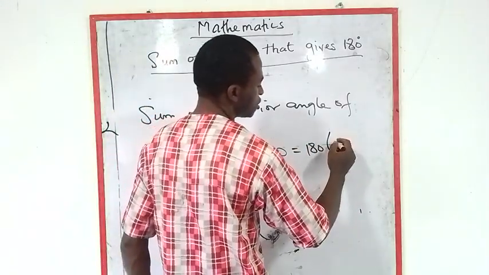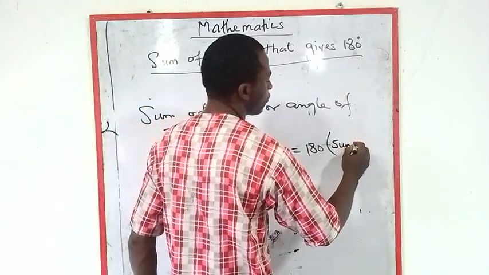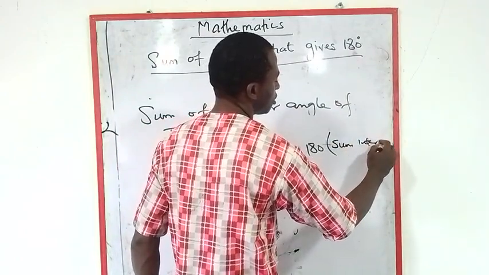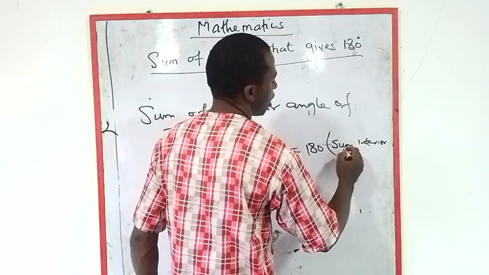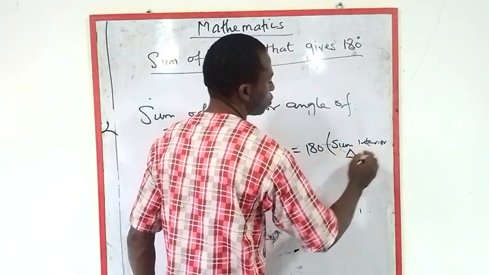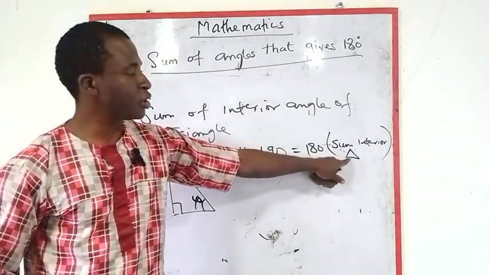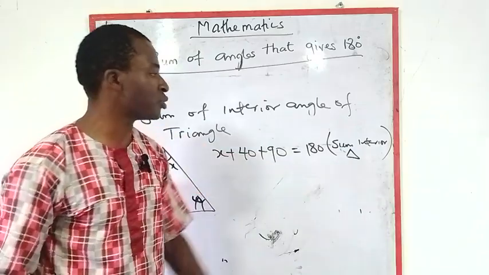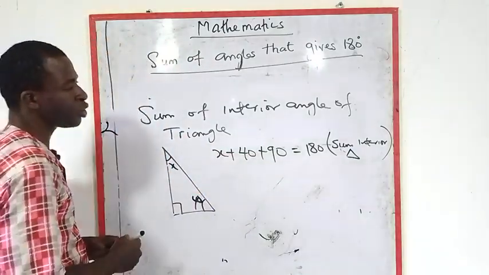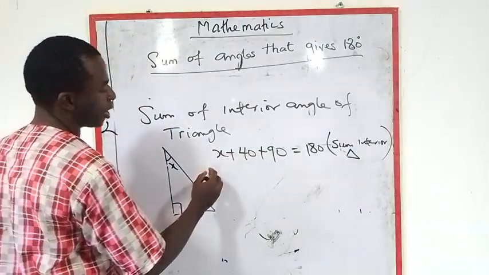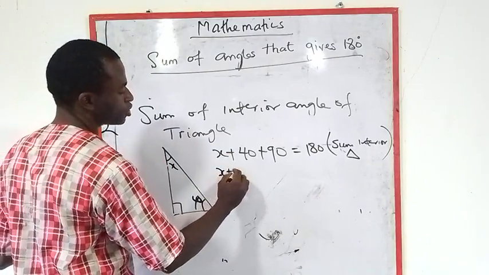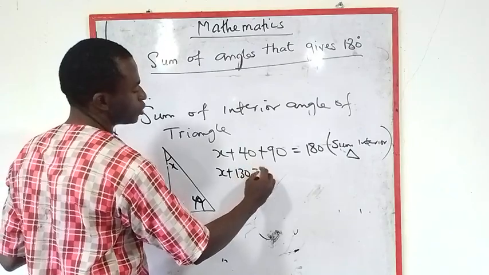You will now give your reasons: sum of interior angles of a triangle. We only use this symbol for that. You don't need to write triangle, just write that symbol. They will understand. So what we are going to do now, we say S plus 130 equals 180.